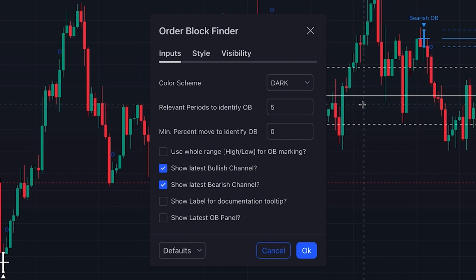You can also remove these order block channels, which are actually based on the latest order blocks. You can remove them here if you find them distracting.